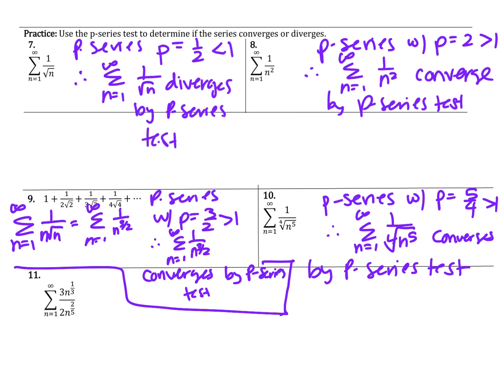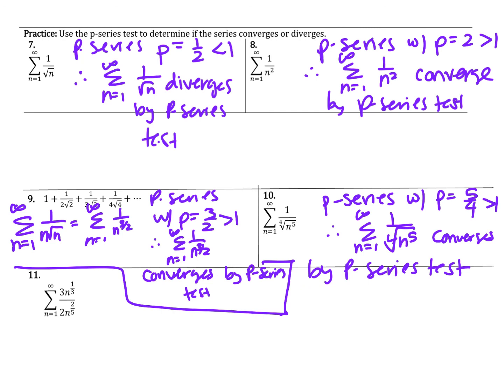So here on number 9, it might be helpful to rewrite this in sigma notation so that you can identify that it's a p-series. You don't have to explicitly write it in sigma notation since it wasn't given to you in that way, but then you can identify that this is the series 1 over n to the power of 3 over 2, and that's a p-series where 3 over 2 is greater than 1, therefore it converges by the p-series test. Similarly, on number 10, this is a p-series where p is 5 over 4, which is greater than 1. Therefore, that one converges by the p-series test as well.